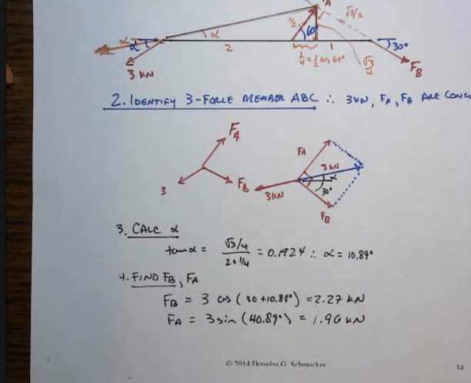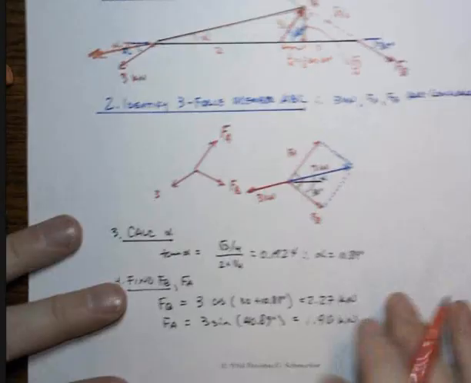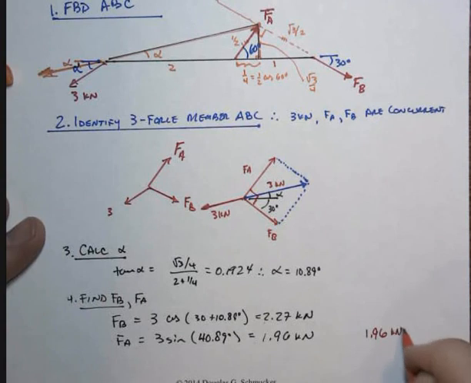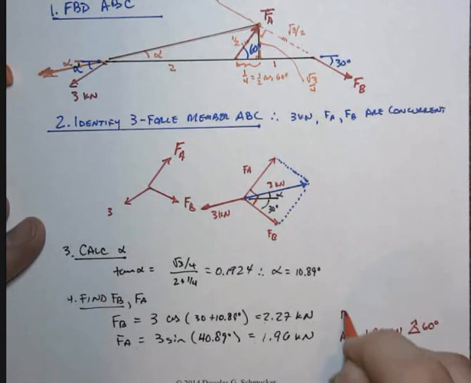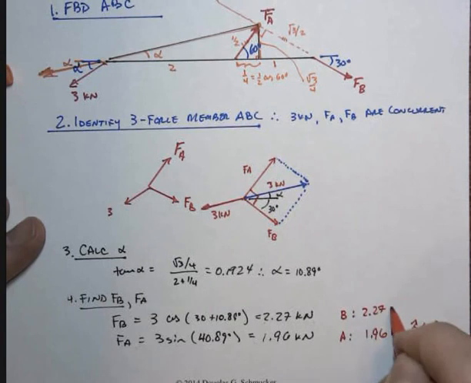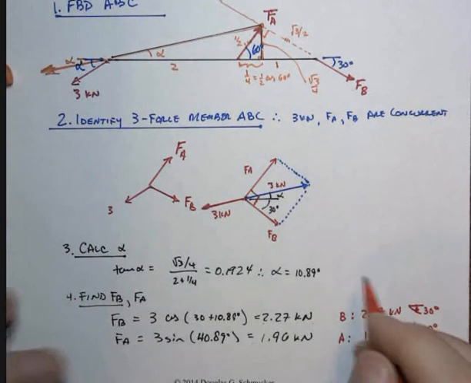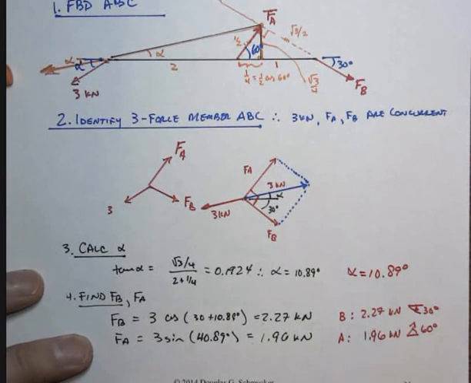And there are our requested quantities: our reaction at A, as in the force in the link at A, is 1.96 kilonewtons acting at 60 degrees. That was A, and B was 2.27 kilonewtons acting from the horizontal, downwards, at 30 degrees. And of course our alpha itself was the aforementioned 10.89 degrees. Woohoo!